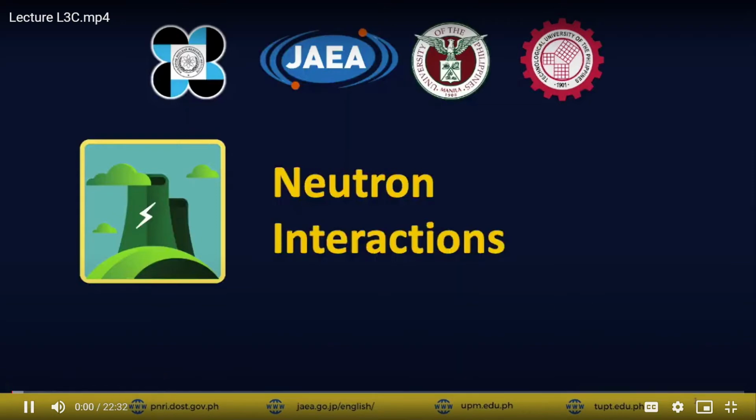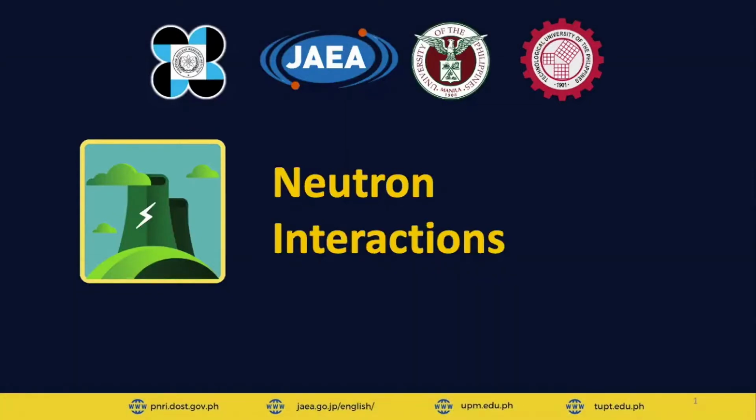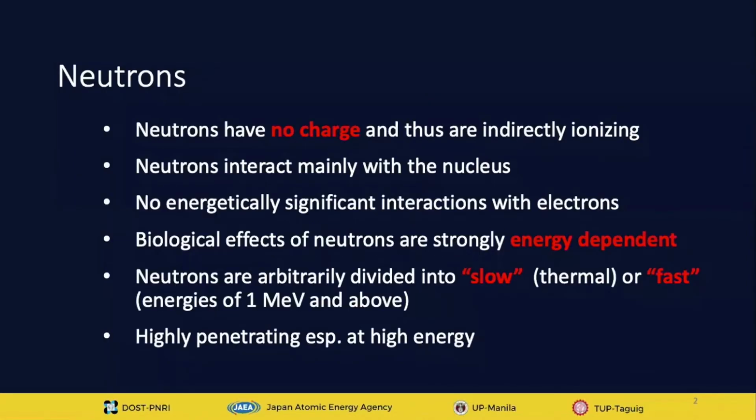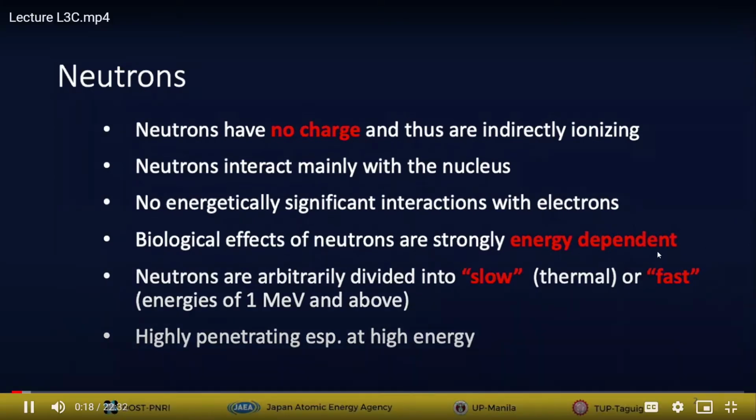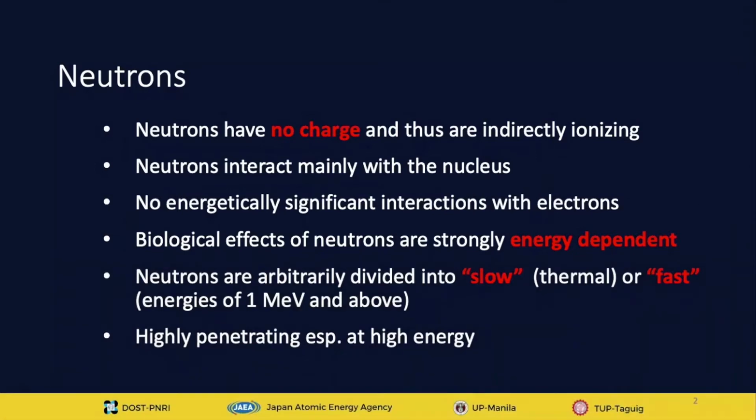We are now at the last stretch of our discussion on interactions of ionizing radiation with matter. This time, we'll talk about what happens to neutrons as they pass through matter. As we know, neutrons have no charge, so they do not interact with the electrons like alpha and beta particles do. Neutrons interact mainly with the nucleus of our atom.